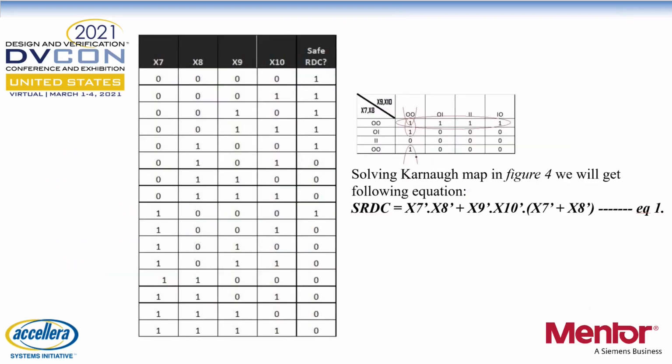We can then solve the truth table using a Karnaugh map, and we can get an equation for SRDC as shown in equation 1. Now if you look carefully at this equation, what does it tell you? It tells you that Rx, basically SRDC, is safe only if Rx has a direct relationship with the priority, or if Rx has an inverted relationship with the secondary TX reset. And both of the above cannot be true simultaneously.